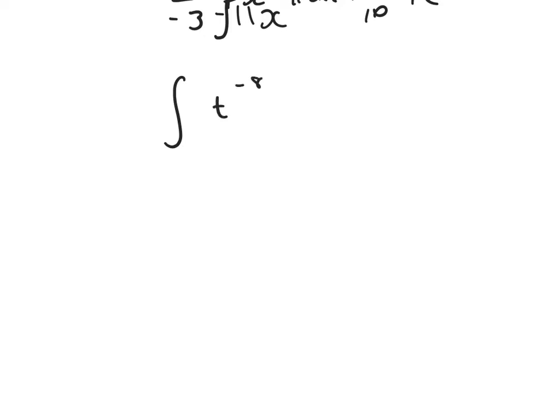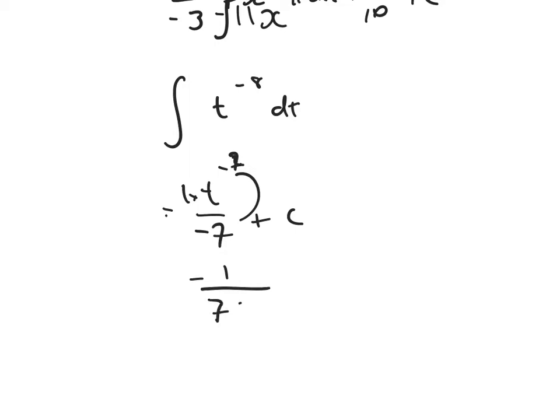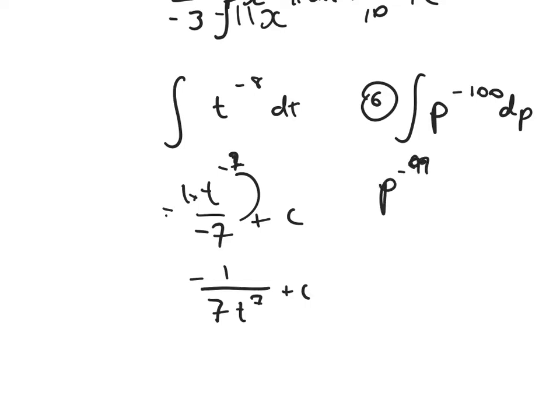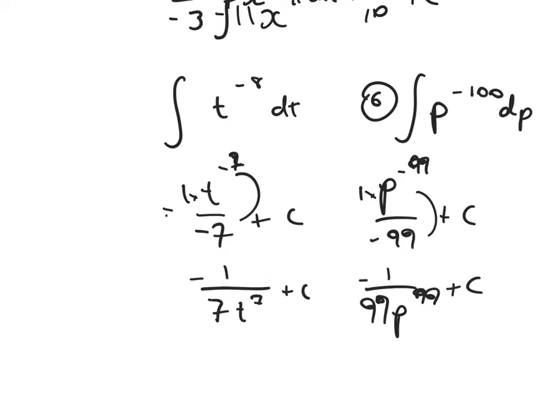Okay, example 6. Let's integrate t to the minus 8. So that will be t to the minus 7 over minus 7 plus c. And then let's tidy that up, and that will be minus 1 over, bring that down, 7t to the 7 plus c. Example 7, I'm going to integrate p to the minus 100. So that's p to the minus 99 over minus 99 plus c, which will be minus 1 over, bring that down, 99 p to the power 99 plus c.